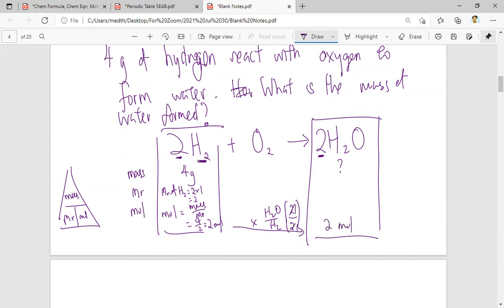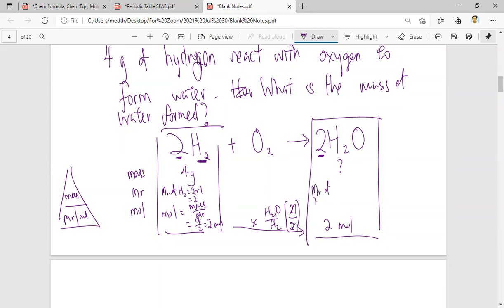It means that if I have 2 hydrogen reacting, I will also have 2 water being produced. So 2 mole will also give me 2 mole of water. Okay? Now, once I know there's 2 mole of water, how to get the mass? So how to find mass? I actually still need MR.